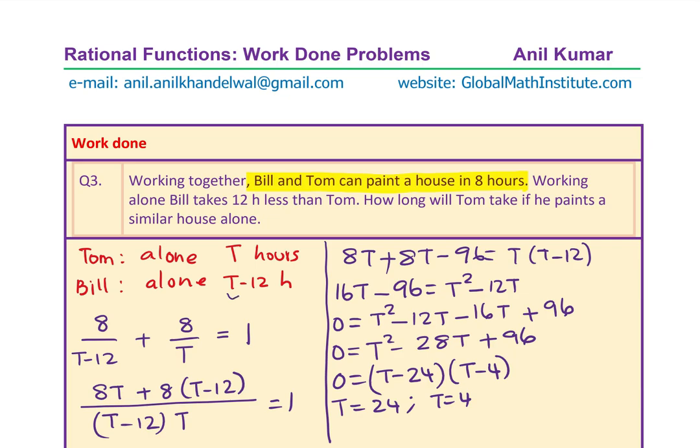Now we know this implies what? This means that t is greater than 12, right? Otherwise, Bill will be working negative hours, which is not possible. So this is not valid. So the only answer is t equals 24. So Tom, if he paints alone, a similar house, how long will he take? So Tom will take 24 hours.